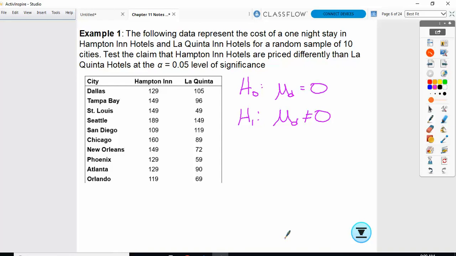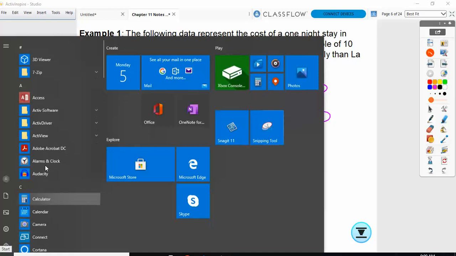So far, so good? Let's use our calculator. We are going to put the Hampton Inn in L1 and the La Quinta Inn in L2.